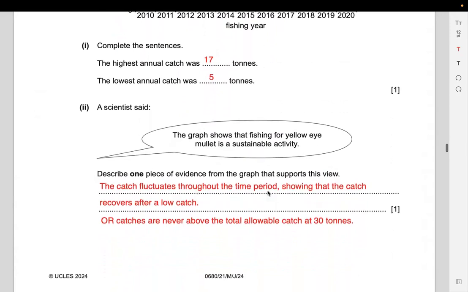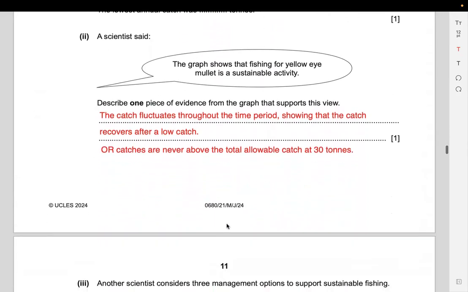So the catch fluctuates throughout the time period, showing that the catch recovers after a low catch, or catches are never above the total allowable catch.